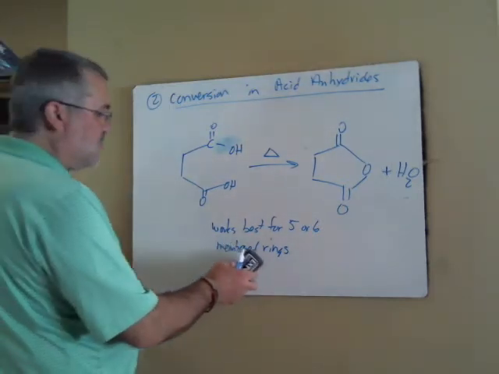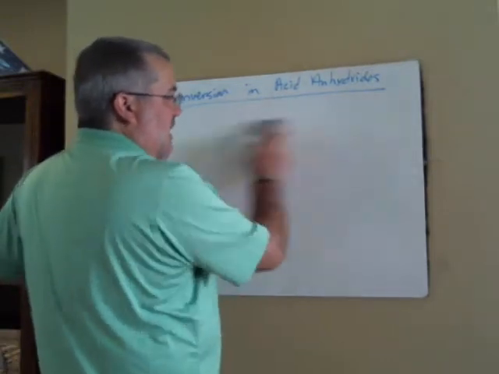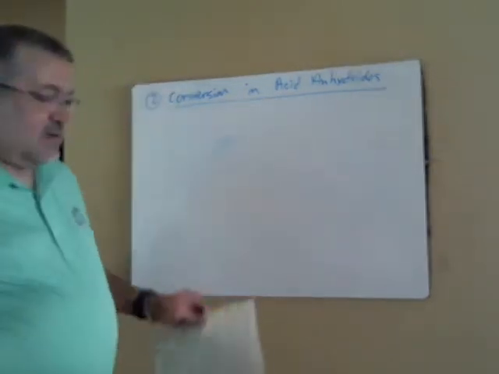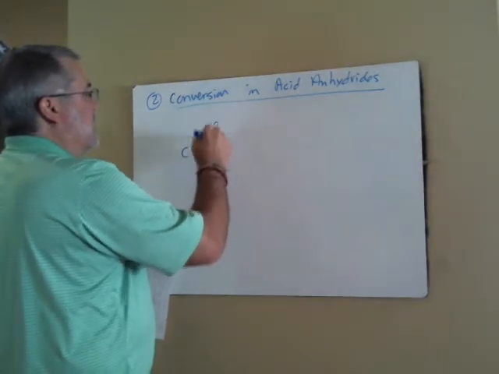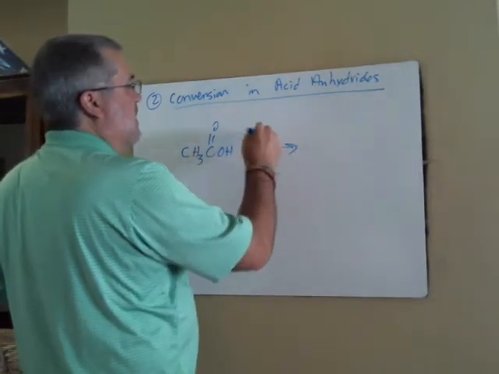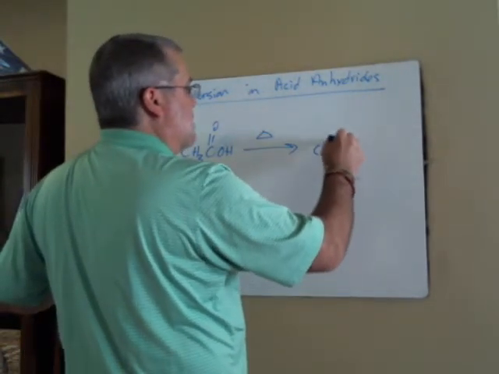Okay. Now, you don't have to form cyclic anhydrides. You could also do something as simple as acetic acid, right? And heating it. And it will form the anhydride.